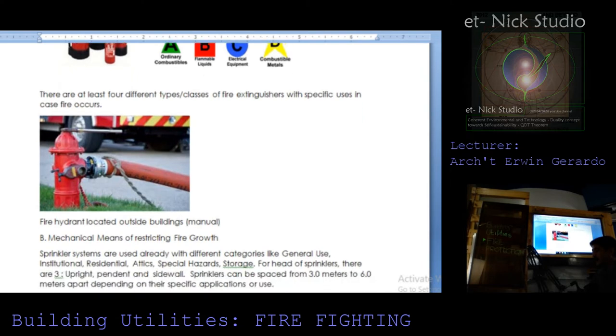This is an example of a fire hydrant located outside the building. The universal form of putting out fire is through the help of simple water. Mechanical means of restricting the fire growth.